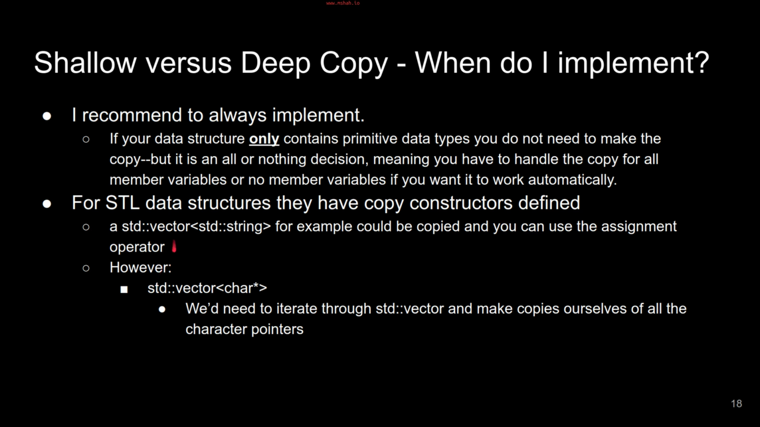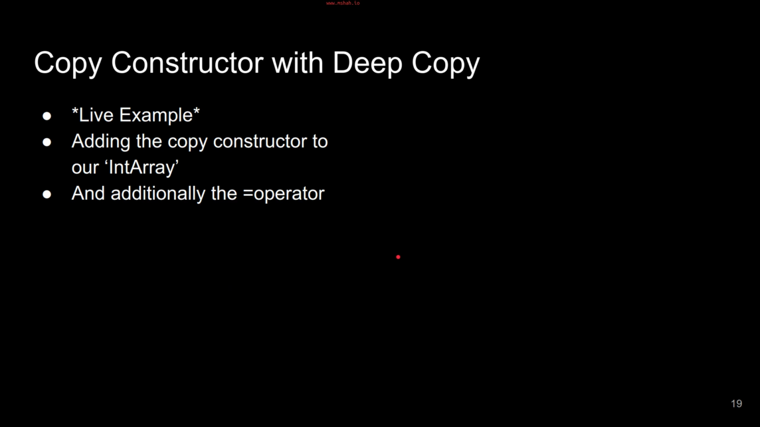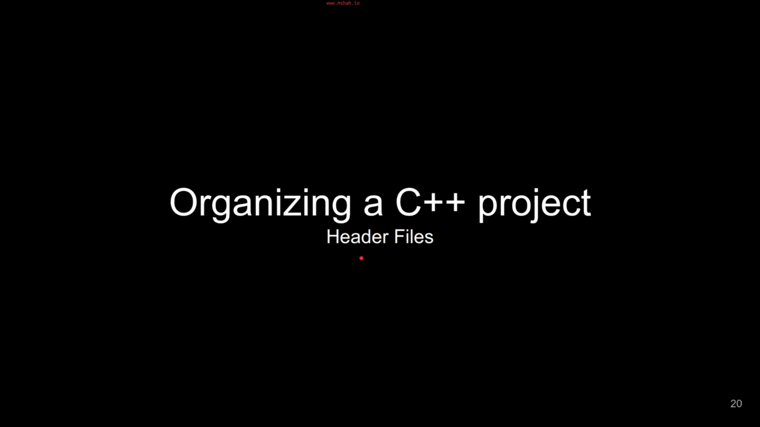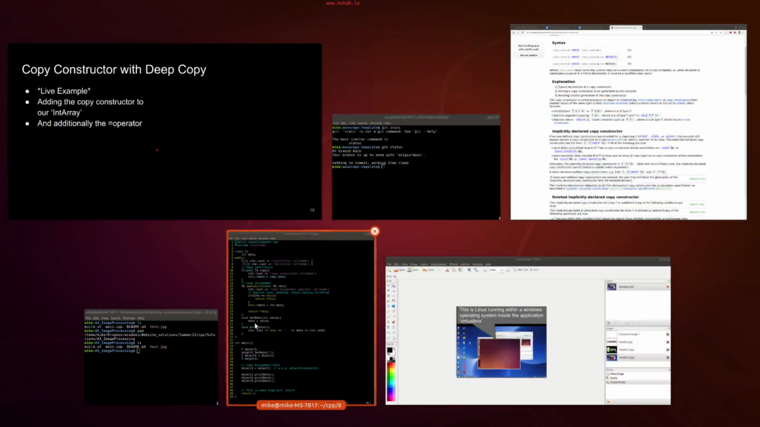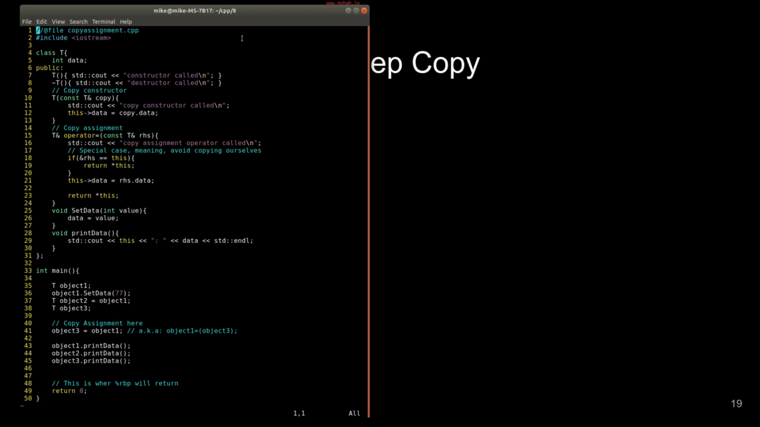However, where you get a little bit of trouble is if you start having things like vectors of pointers, because you need to allocate memory for those pointers that you're pointing to. So in general, we always try to implement these. So I want to do an example with, again, just showing the copy constructor with our little int array example where we add the copy constructor and the equal operator here. Okay, so let's go ahead and do that here.